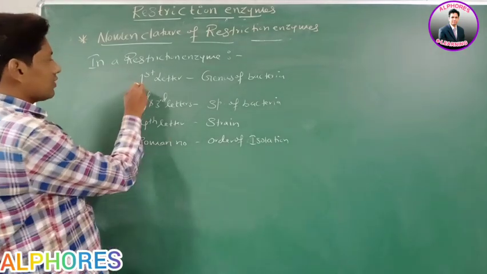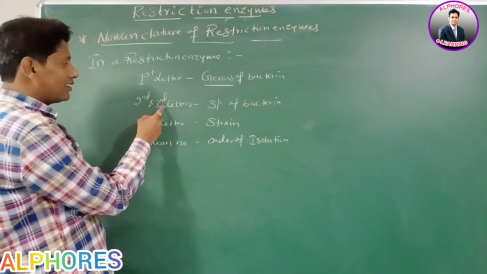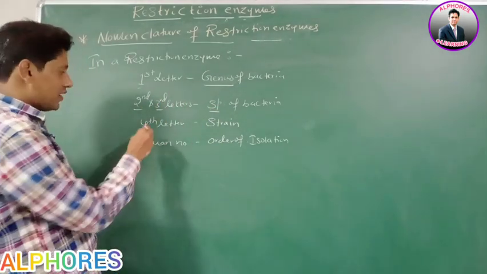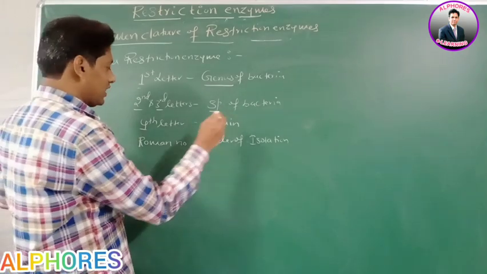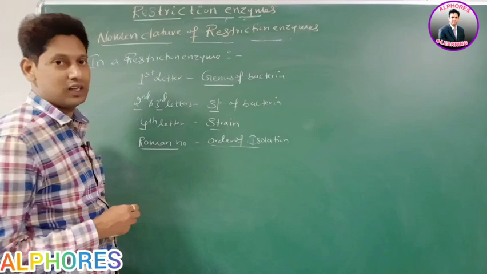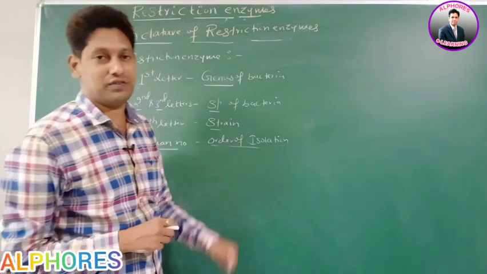See here, the first letter indicates the genus of bacteria. The second and third letters indicate the species of bacteria. The fourth letter indicates a strain. The Roman number indicates the order of isolation.